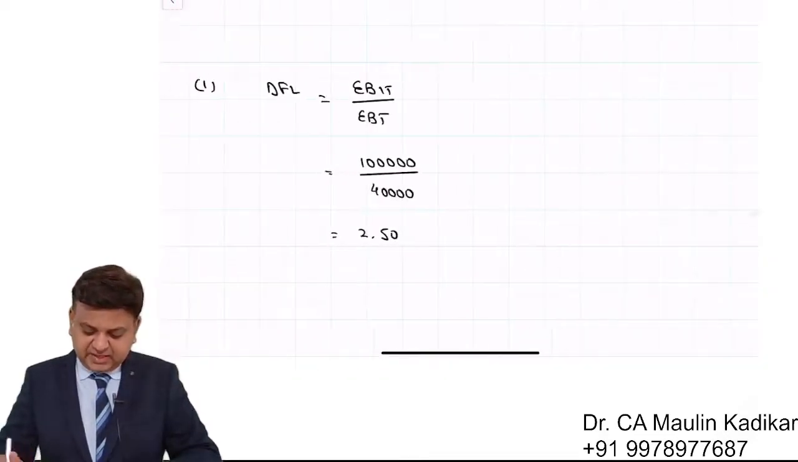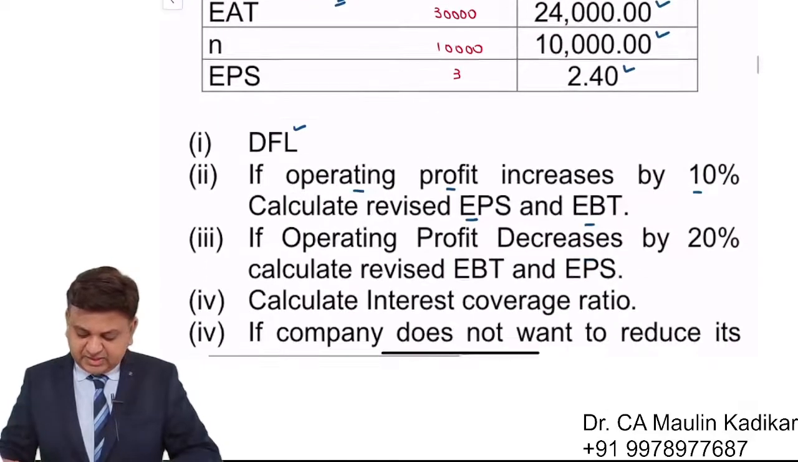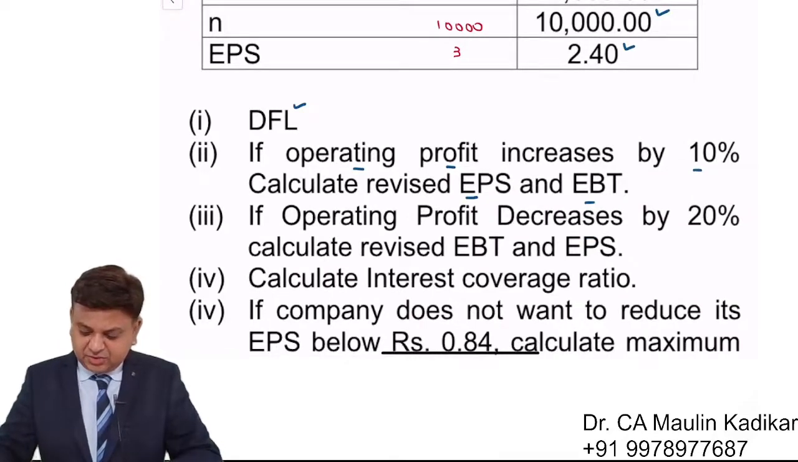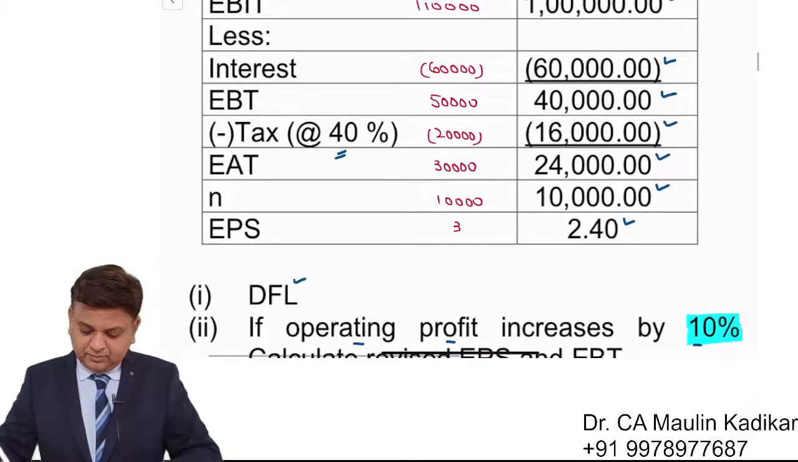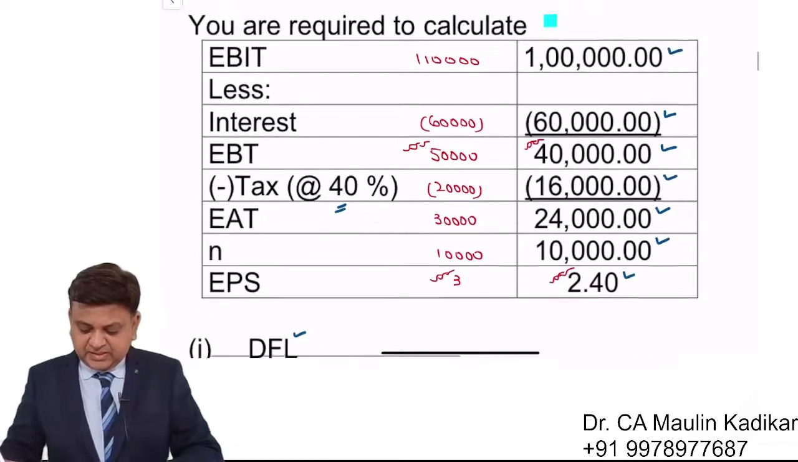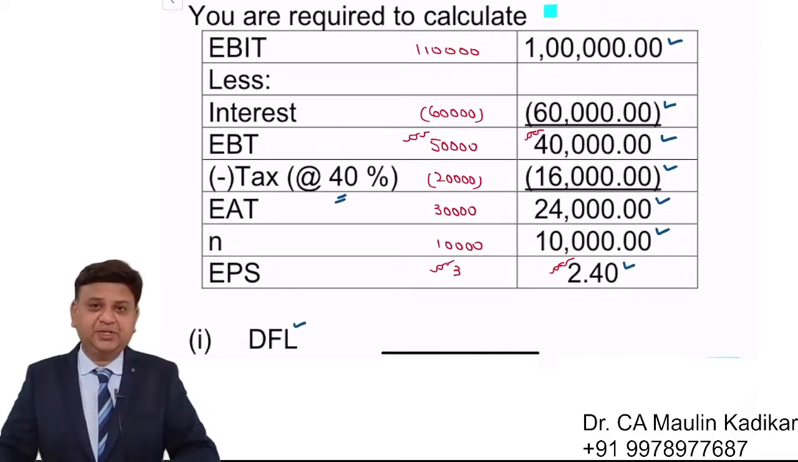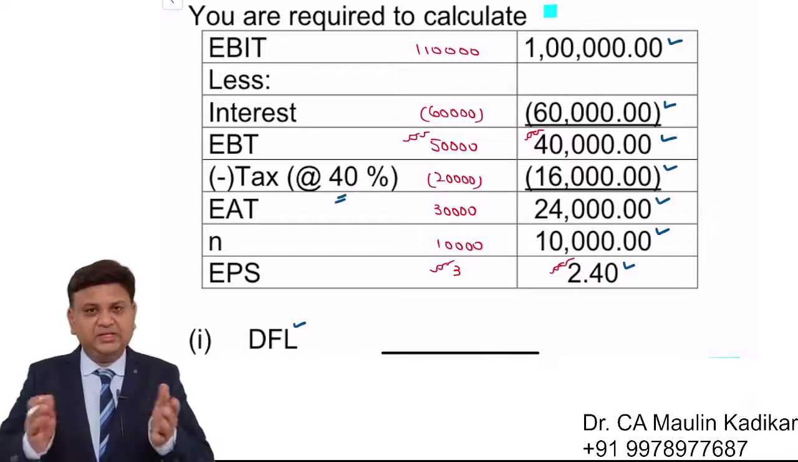And you can very well understand that this was 2.5. That is an increase in the operating profit by 10 percentage. So 10 into 2.5 is 25. And you can see it is 40,000 plus 25%, that is 50,000. This is 2.4 plus 25% is 3. That is the way we can make the calculation of the earning per share and EBT using the DFL calculation. Okay, these are the things that we understand.